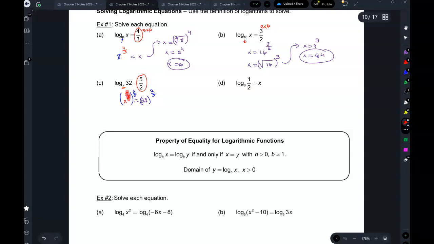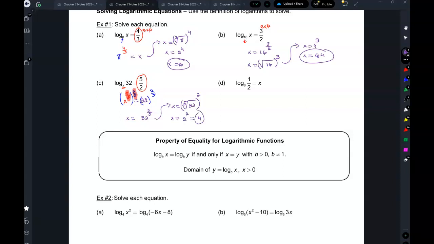So remember, this and this have to be reciprocals of each other. So x is 32 to the power of 2 over 5, which means x is fifth root of 32 to the power of 2. Now, fifth root of 32 is 2 to the power of 2. That's 4.